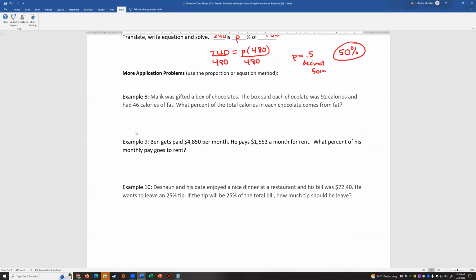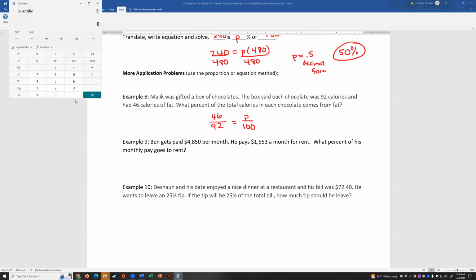So if I wanted to do proportions, I could say, okay, 46 is the part that's from fat, 92 is the total calories. What percent is that out of 100? Now, when you do a proportion, you get the percentage exactly, and that's because the 100 is involved in the calculation. So that timesing by 100 in the cross multiplication already converted this to a percentage for us. So that is 50%.